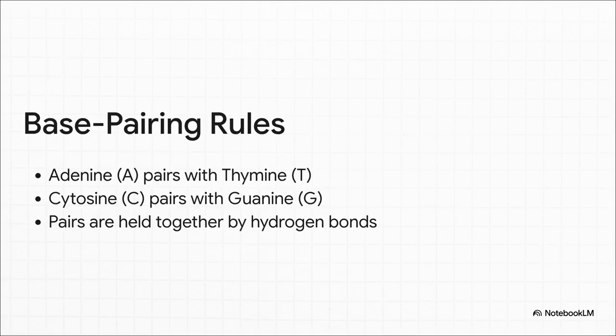And here is the secret sauce. It's this simple, unbreakable rule. Adenine always pairs with thymine, and cytosine always pairs with guanine. A with T, C with G. That's it. It's like a lock and key. This means if you have one strand of DNA, you automatically know the sequence of its partner. It's the key that unlocks the entire process.